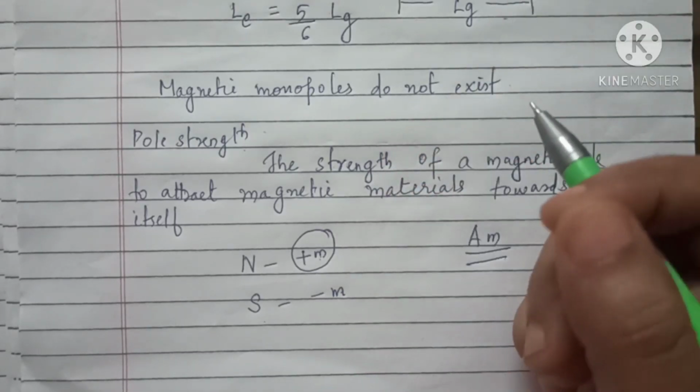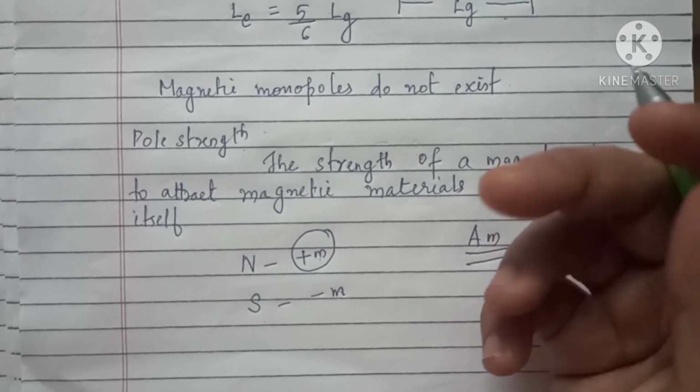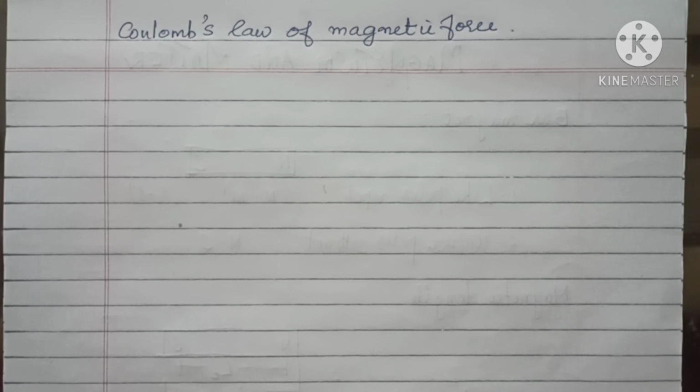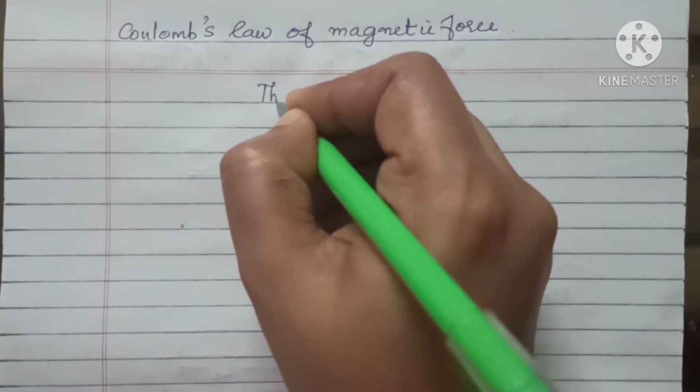Clear for you? So here also, similar to our Coulomb's law in electrostatics, we have to study the Coulomb's law of magnetic force. Okay, now we are moving to Coulomb's law of magnetic force. So here also the statement is almost similar to that of Coulomb's law of electrostatics, where we have stated that the force of attraction or repulsion is directly proportional to the product of the electric charges and inversely proportional to the square of the distance between them. Right.